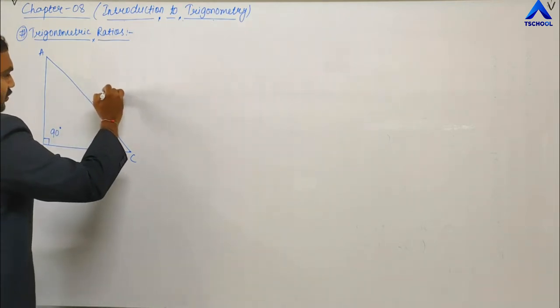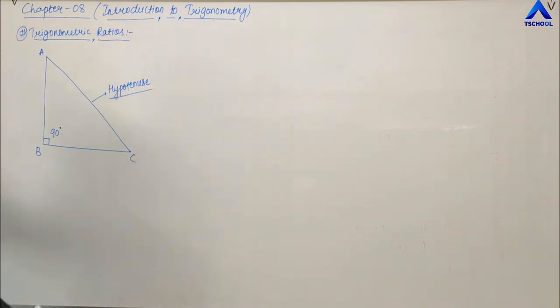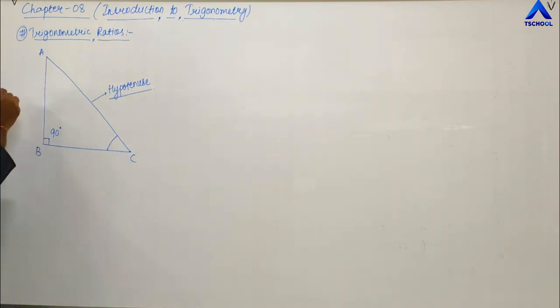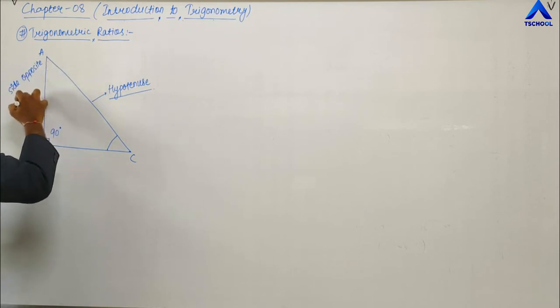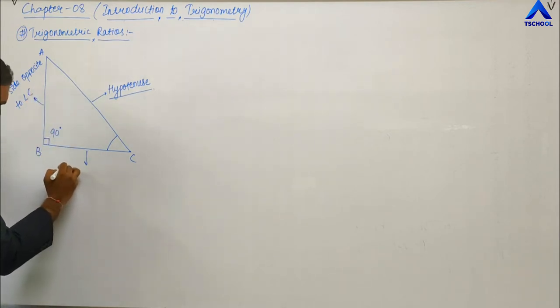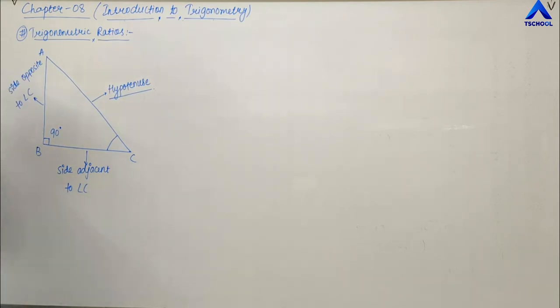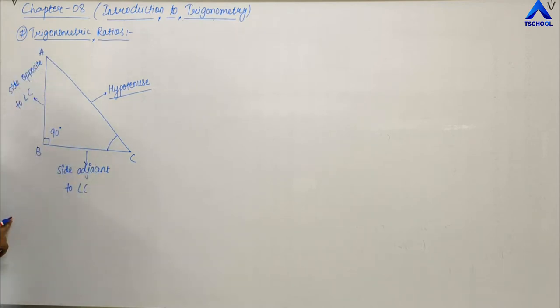Now the side opposite to 90 degrees is known as the hypotenuse. If I take angle C as my ideal angle, then this AB is known as the side opposite to angle C, and this is known as the side adjacent to angle C. Adjacent means near, and opposite means far away from that. So this is our ideal angle, angle C, and AB is the side opposite to angle C, and BC is the side adjacent to angle C.